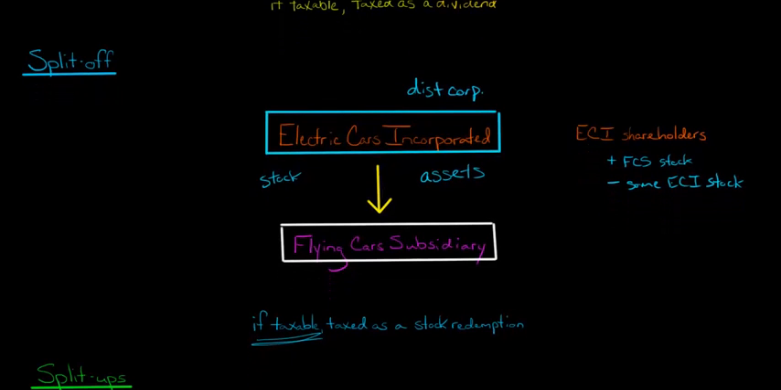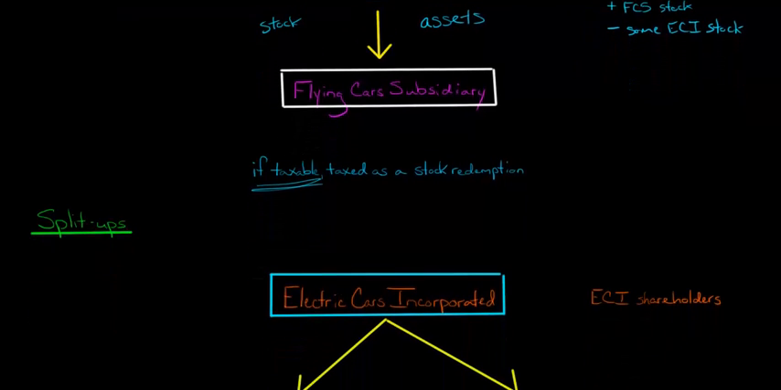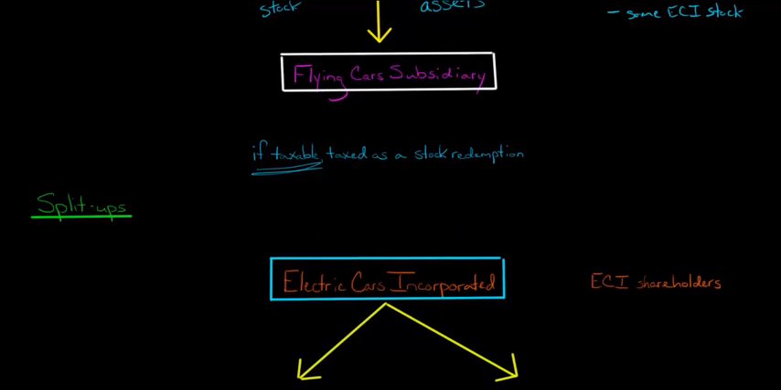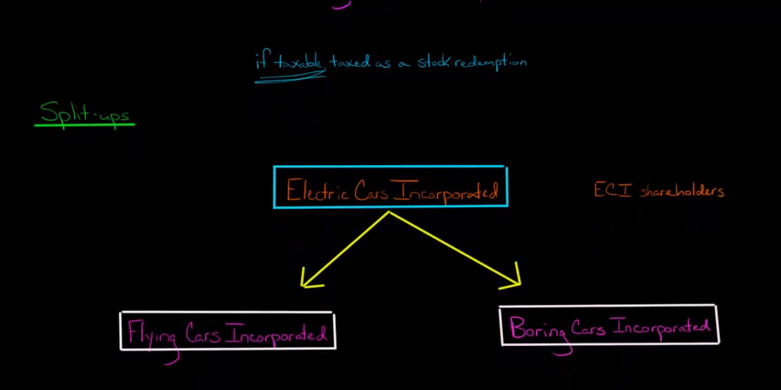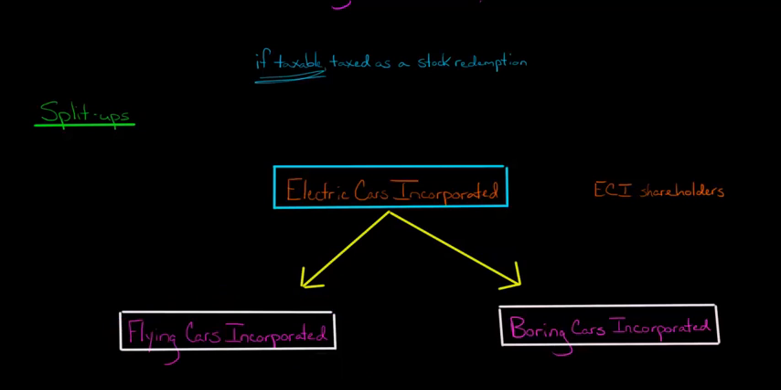Now, a split-up is probably the most different from the other two. Let's take Electric Cars Incorporated again. We've got this company and we decide, you know what? Actually, we're going to create two new companies. We're going to create Flying Cars Incorporated and Boring Cars Incorporated. We're going to create those two new companies, and then we're going to get rid of Electric Cars Incorporated. It's not going to exist anymore.